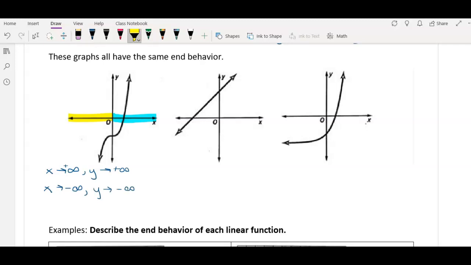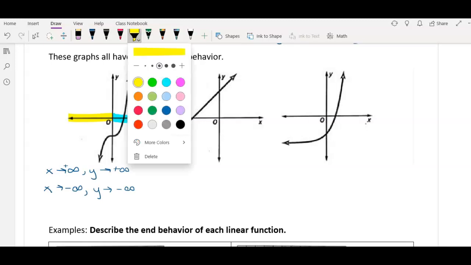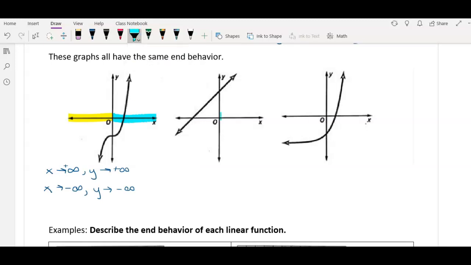Let's take a look at this next example right here. We have the positive x. So as x approaches positive infinity, what's happening to our y? So let's take a look at this side of our coordinate plane, the right-hand side. Our y is actually still going in that upward direction. So y is also approaching positive infinity.